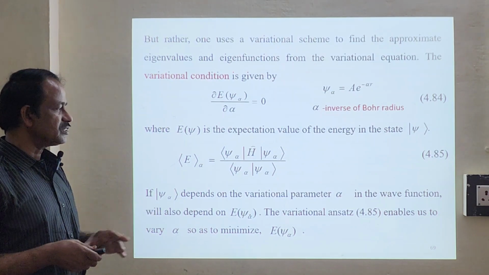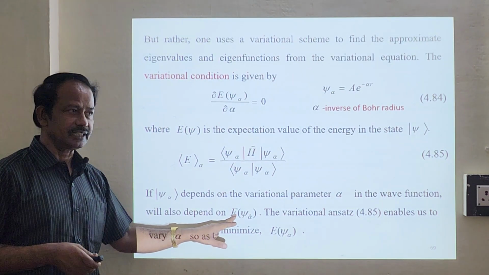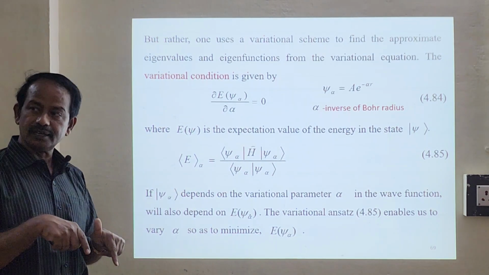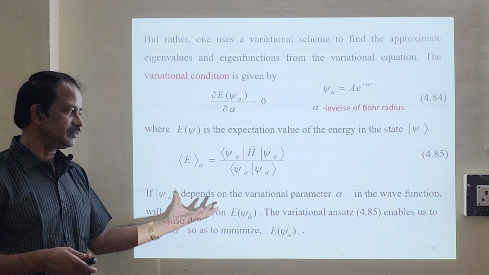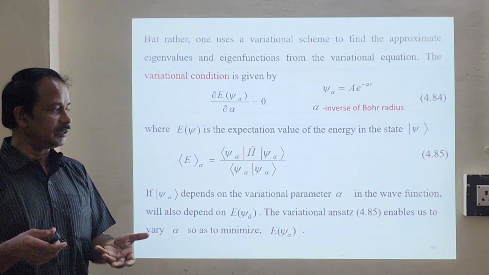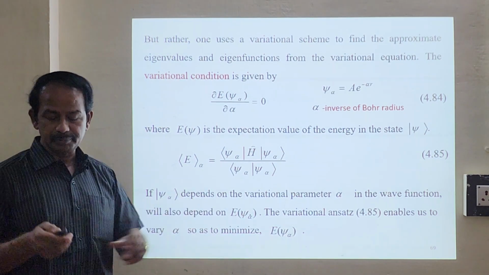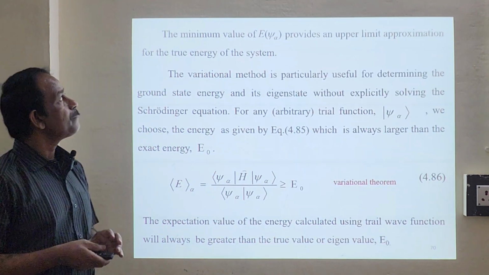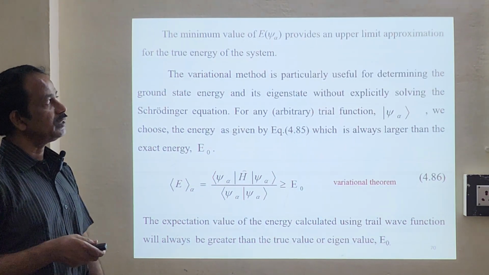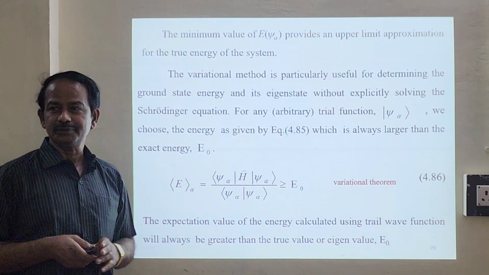So psi alpha depends on the variation parameter alpha, and the energy will also depend on alpha, because psi depends on alpha. So the variational ansatz, which means the variational wave function, enables us to vary alpha so as to minimize the energy. The minimum value of energy provides an upper limit approximation for the true energy of the system.